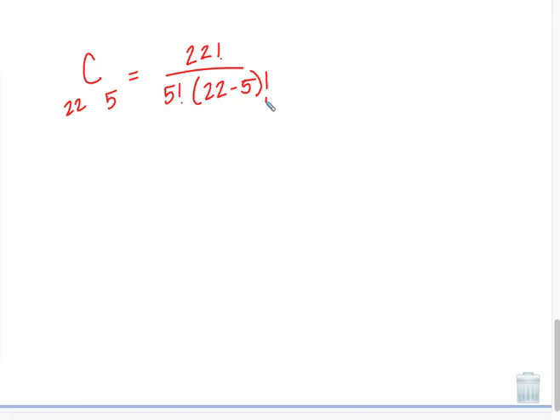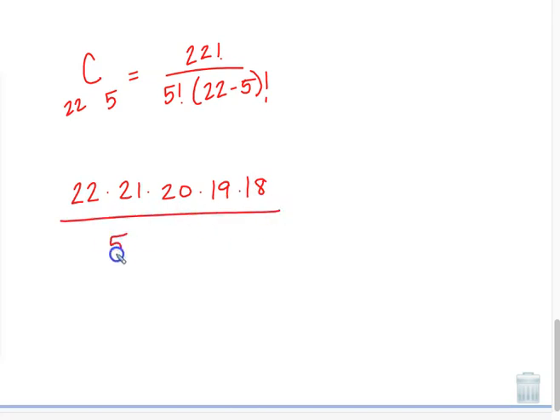Or you can look at it like, okay, for the first spot I have 22 choices, then 21 choices, then 20 choices, then 19 choices, then 18 choices. But I have to divide out, because it's a combination and order does not matter, I have to divide it out by, hey, okay, I'm looking at 5 people here. So 5 times 4 times 3 times 2 times 1. And the reason we have to do that is because this is combination. The order does not matter at all.